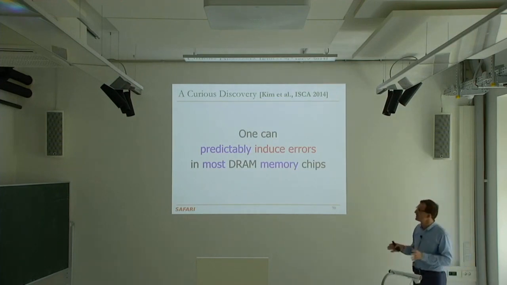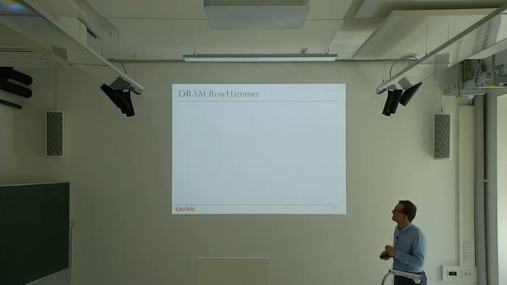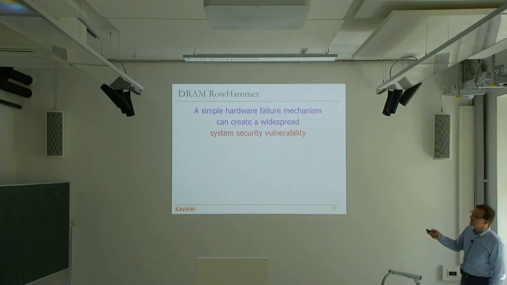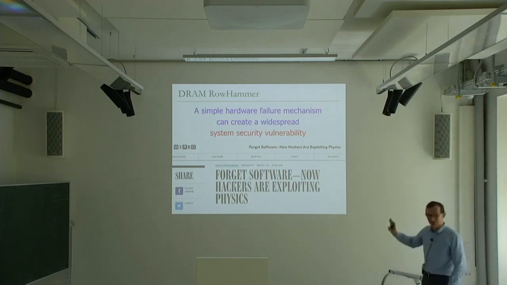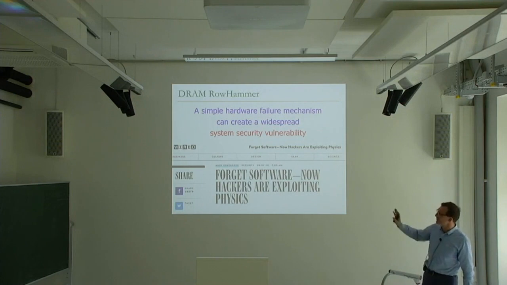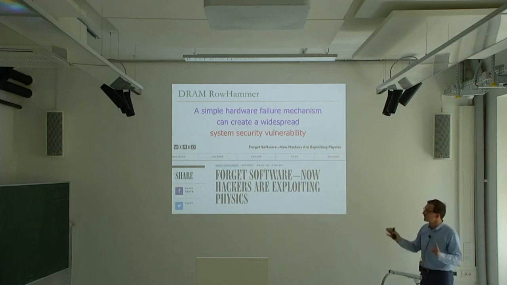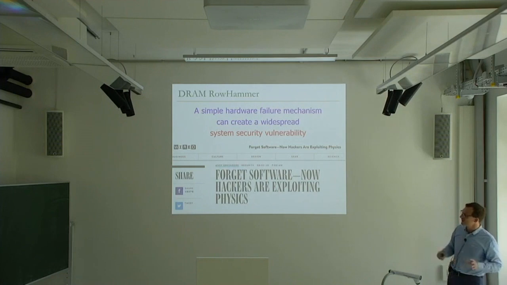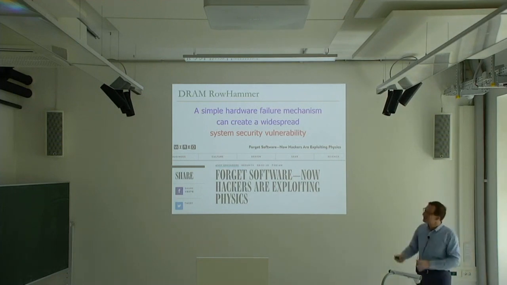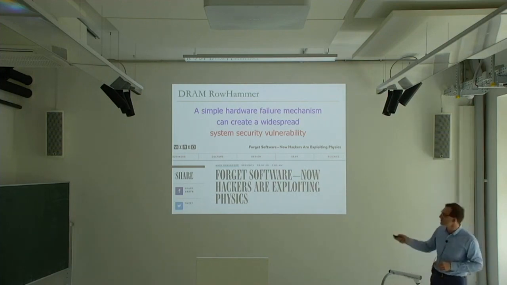So this is, I think, the most concrete example of the memory scaling problems that we have. You can induce errors in memory chips. Essentially, it's a simple hardware failure mechanism that can create a widespread system security vulnerability, and as a result, people are writing interesting articles like this. I like this because it's very nice from a security perspective. There has been a lot of work in security and software, clearly, which is very important. But it's good to have this sort of headline in a mainstream place like Wired, talking about physics and hardware security issues as opposed to just software security issues.